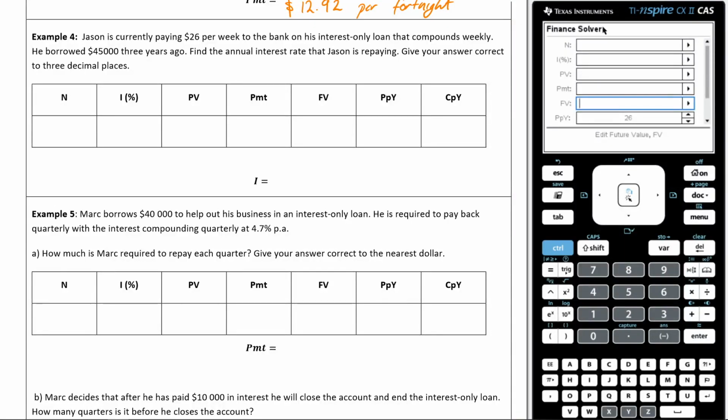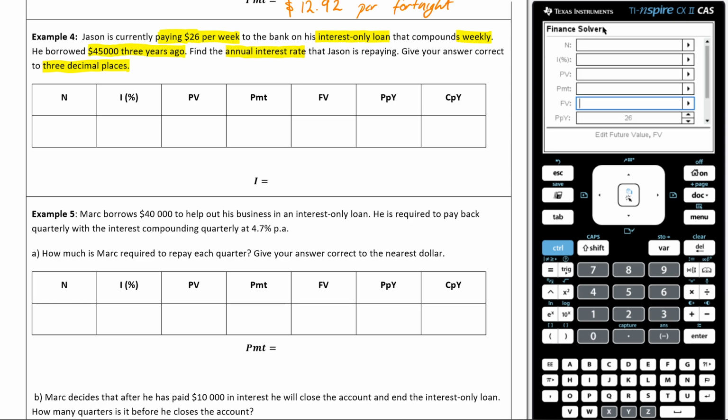All right, let us now answer this question here. It says Jason is currently paying $26 per week to the bank on an interest-only loan that compounds weekly. He borrowed $45,000 3 years ago. Find the annual interest rate. So we need to find the annual interest rate that Jason is repaying. Give your answer correct to 3 decimal places.